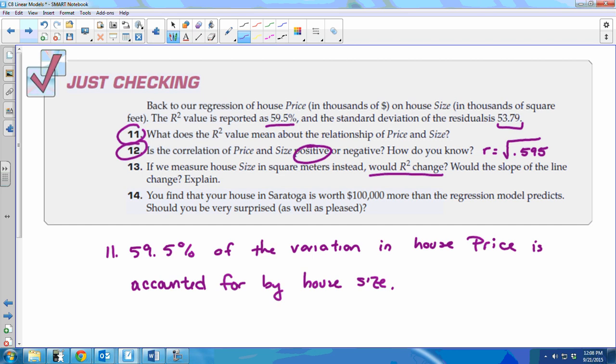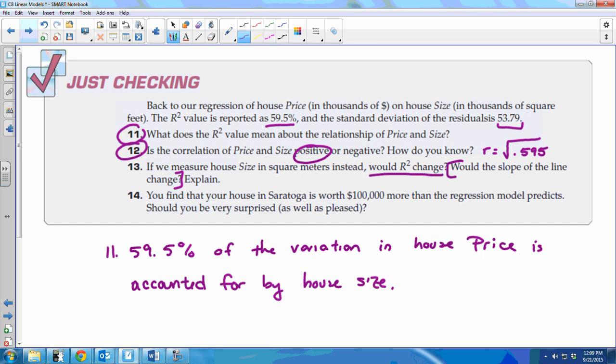Would the slope of the line change? Yes. So far, we talked about calculating slope using R times the standard deviation of Y over the standard deviation of X, right? Well, if you change the unit, that changes the standard deviation, right? So you're going to change the slope.